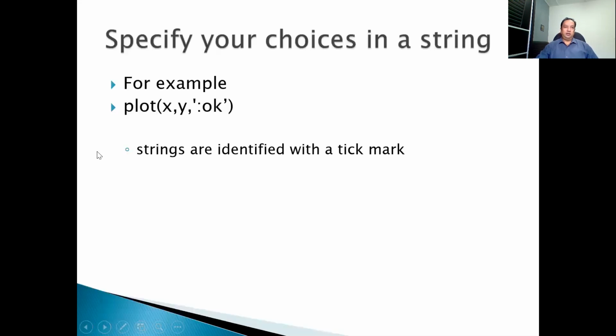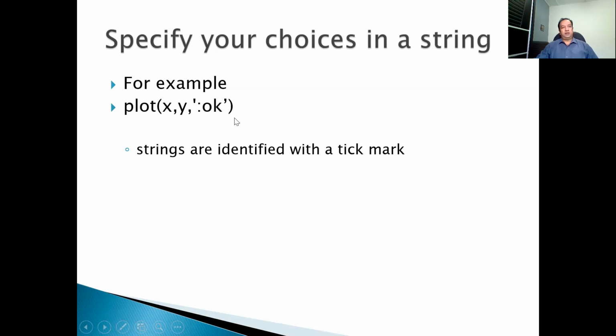The way you need to code is you write plot x comma y, then a single quote. First you give the line type, whether you want the colon or dash dash or whatever line, then the marker pattern O, and then last is the color. K stands for the black color.